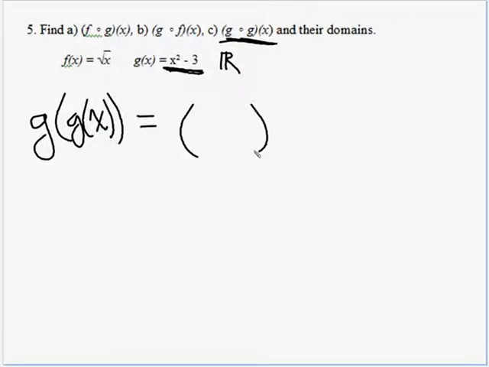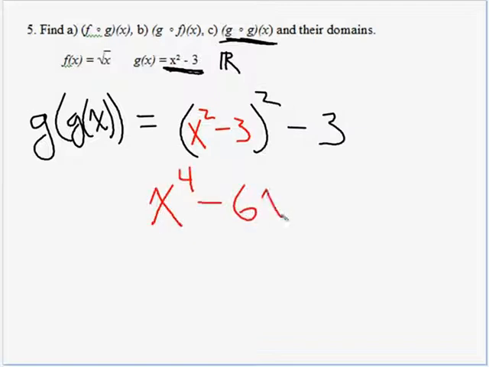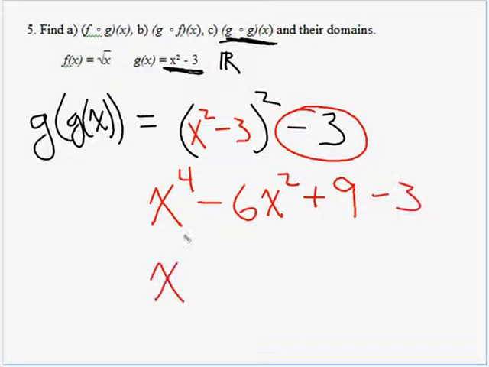So the g function was x squared minus 3, but I'm taking out the x and I'm replacing it again with the g function, x squared minus 3. All right, if we FOIL that out, our leading term will be x to the 4th, and then we'll have a minus 6x squared, and then a plus 3 squared is 9, and then we have this minus 3 at the end. So when we collect up all our like terms, which are just the constants at the end, x to the 4th minus 6x squared plus 6.